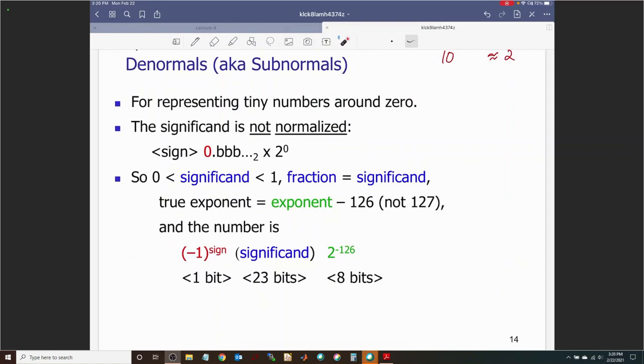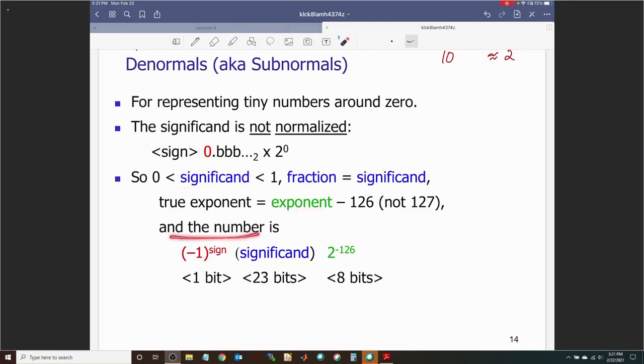So we give up on that bit, and now we are going to have the sign, 0 point all the bits in the fraction field, multiplied by 2 raised to 0. That's called the not normalized, denormalized or subnormalized field. Our significand is going to be very close to 0, between 0 and 1, and our fraction is the same thing as the significand because the integer part has become 0. Because we have lost one bit, our true exponent is now not exponent minus 127, it is exponent minus 126.